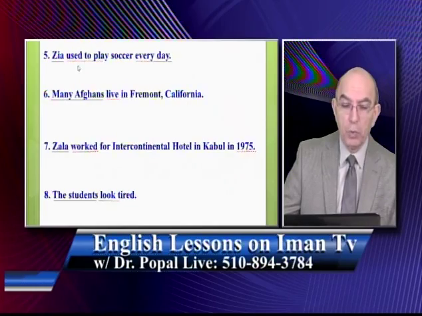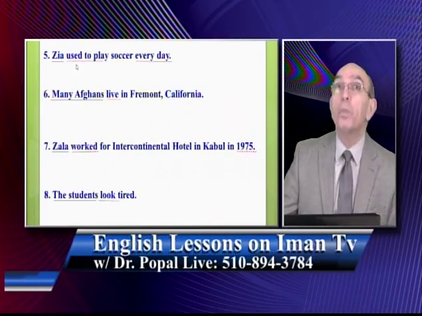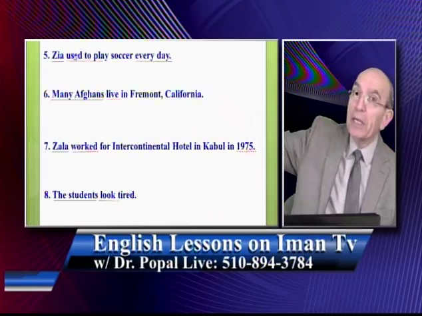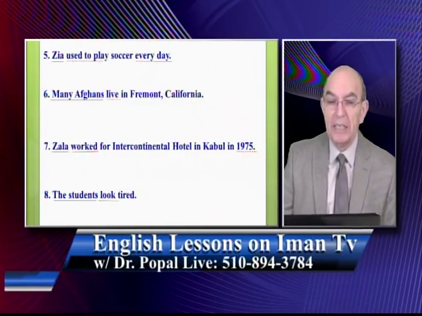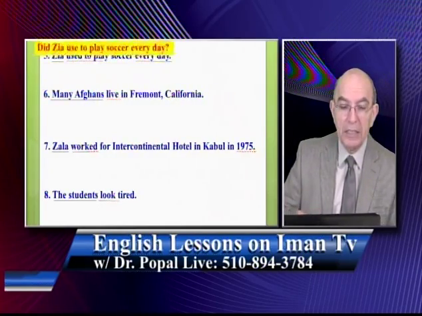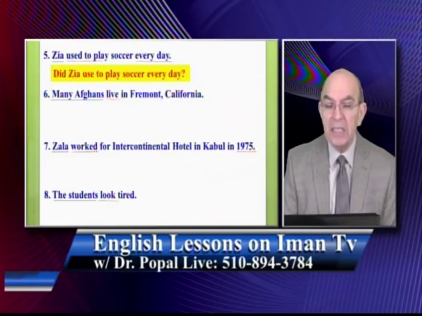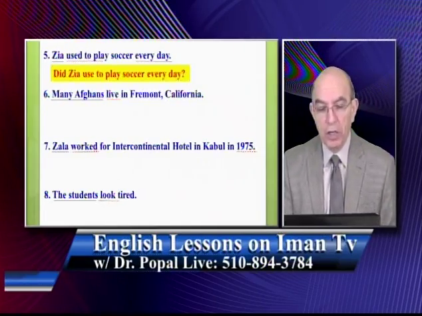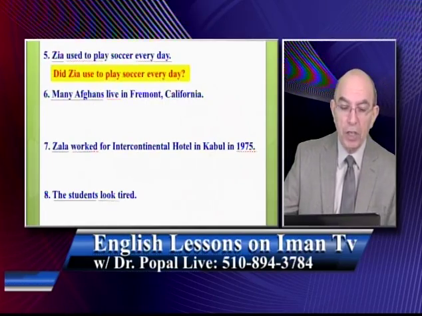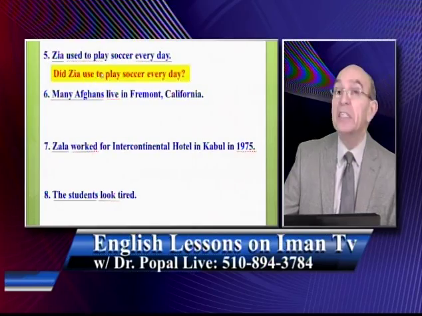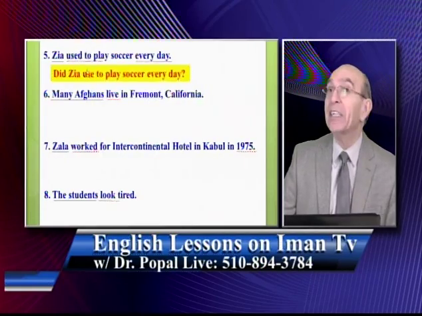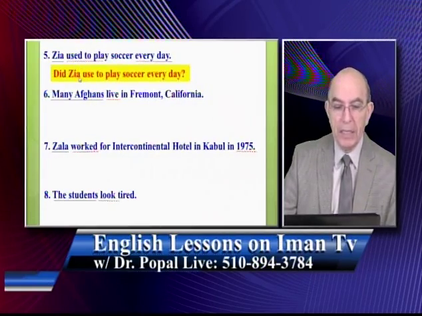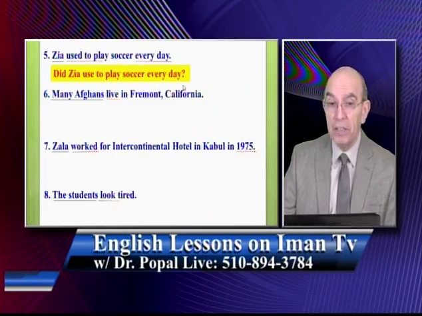Zia used to play. So we need to find out what the verb is. Used to play. Used to play means what? Something in the past. For past tense, what do we use? We use did. So you bring what? Did at the beginning of the sentence. Did Zia used to play soccer every day? So it's preferred that with used to, when you use did, you don't put the d over there. Did Zia use to? So we cannot use is, was, or were because they are not in the sentence. There is no to be verb here. Did Zia use to play soccer every day?